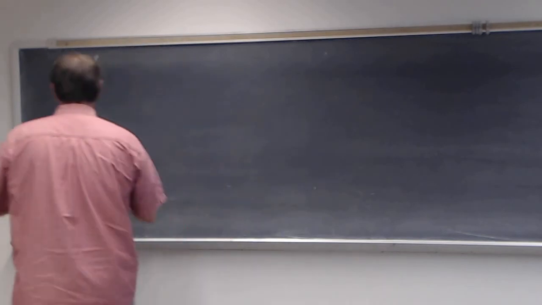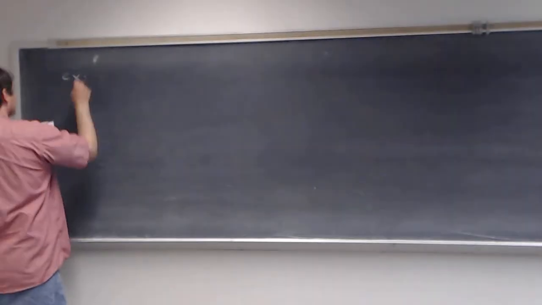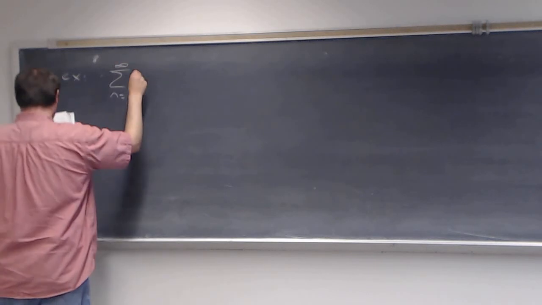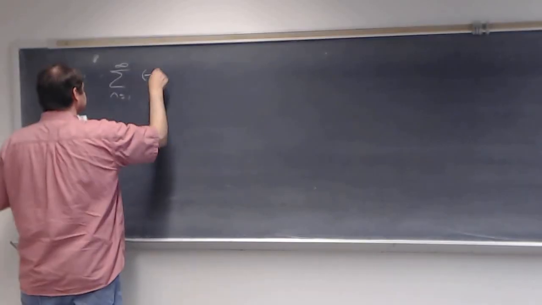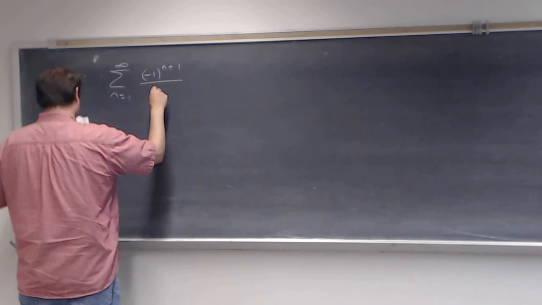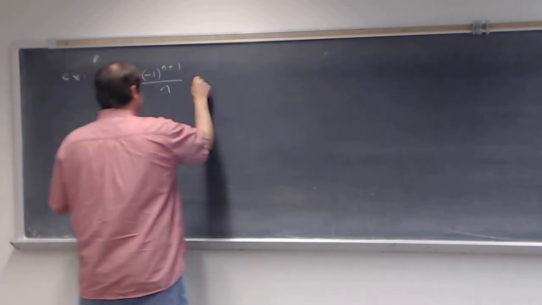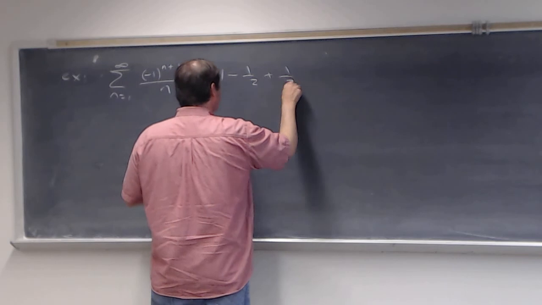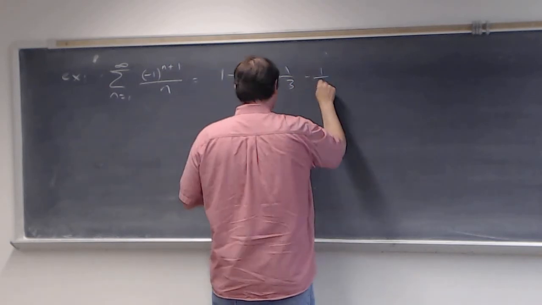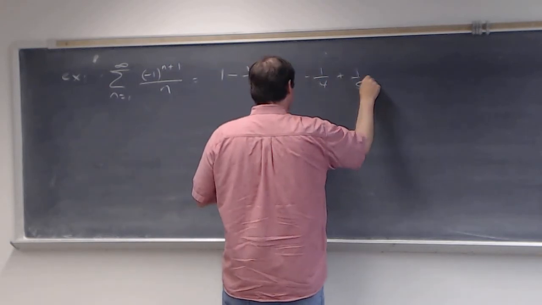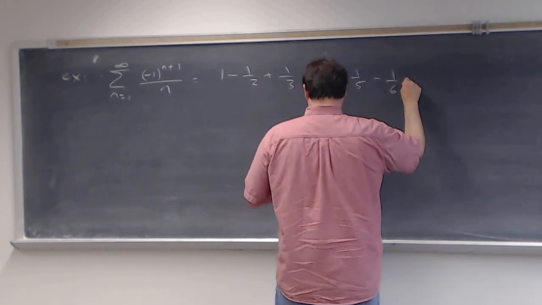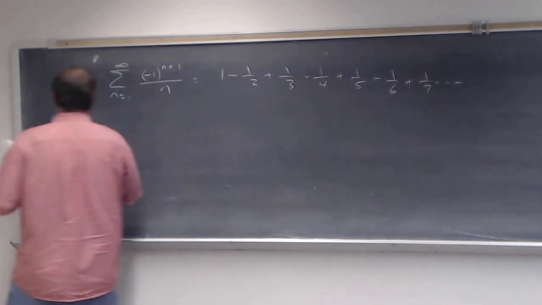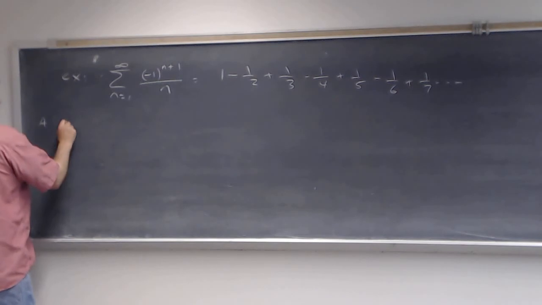So we had this sum as n runs from 1 to infinity of (-1)^(n+1) over n. And of course that's equal to 1 minus 1/2 plus 1/3 minus 1/4 plus 1/5 minus 1/6 plus 1/7 and so forth.